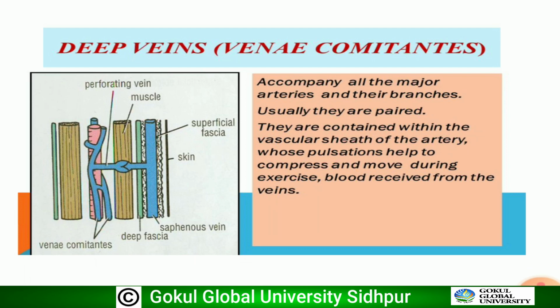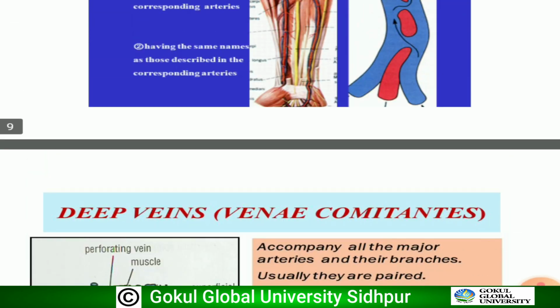Usually they are paired. They are contained within the vascular sheath of the artery, whose pulsation helps to compress and move the blood received from the veins during exercise. This is the importance of the venae comitantes, okay.